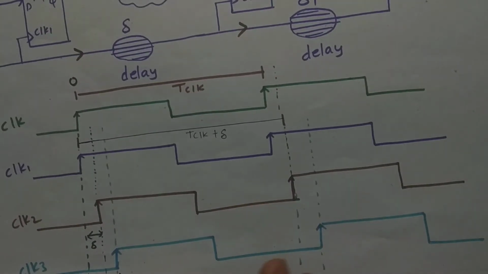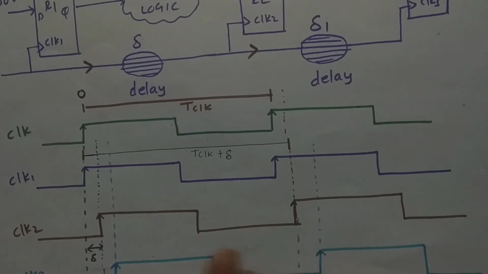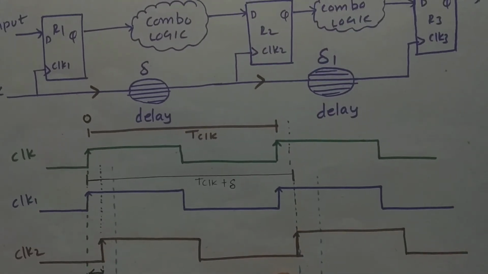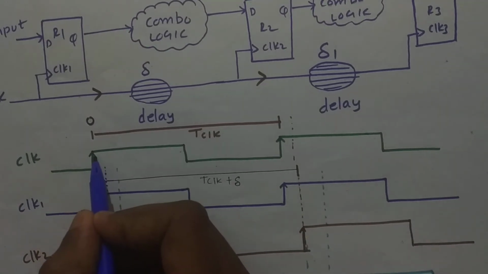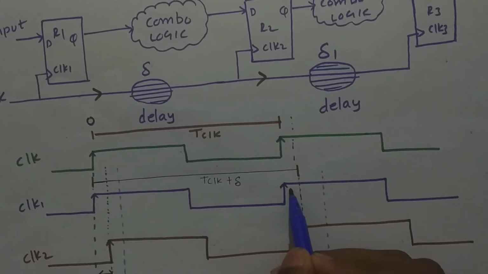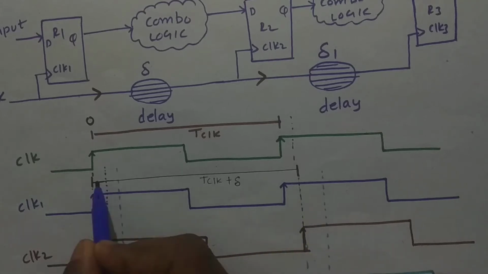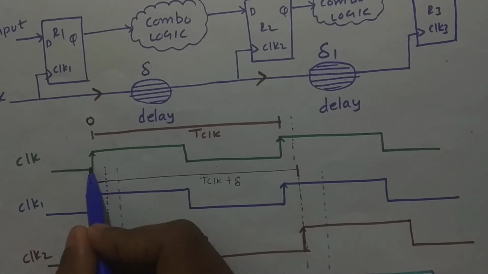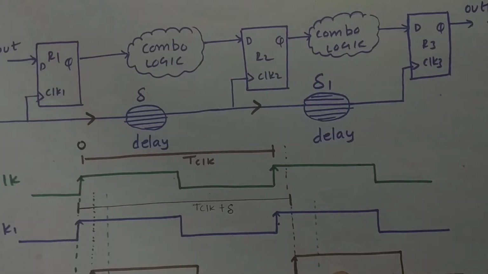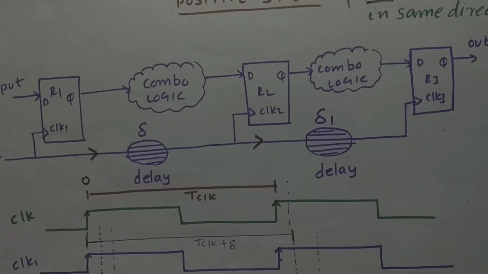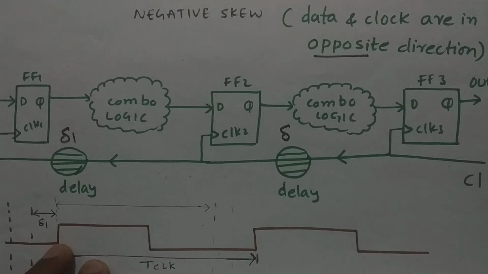I hope you have understood. Due to the positive skew, we are shifting the clock in this manner. As a result, suppose this is our launch edge, our capture edge is over here. So the time period is increasing between the launch edge and the capture edge. I will discuss it in detail, don't worry about launch edge and capture edge. Now let's go to the negative skew.